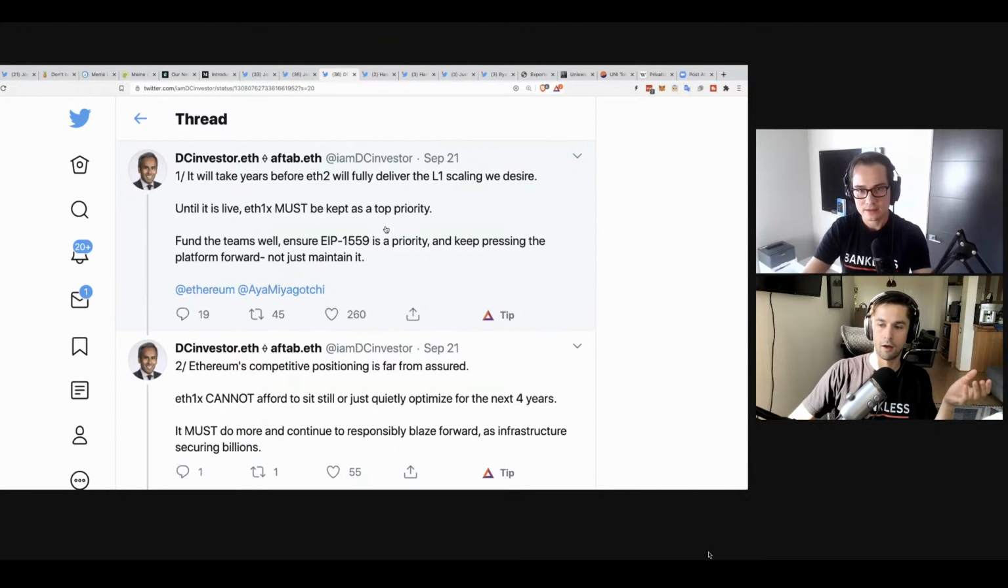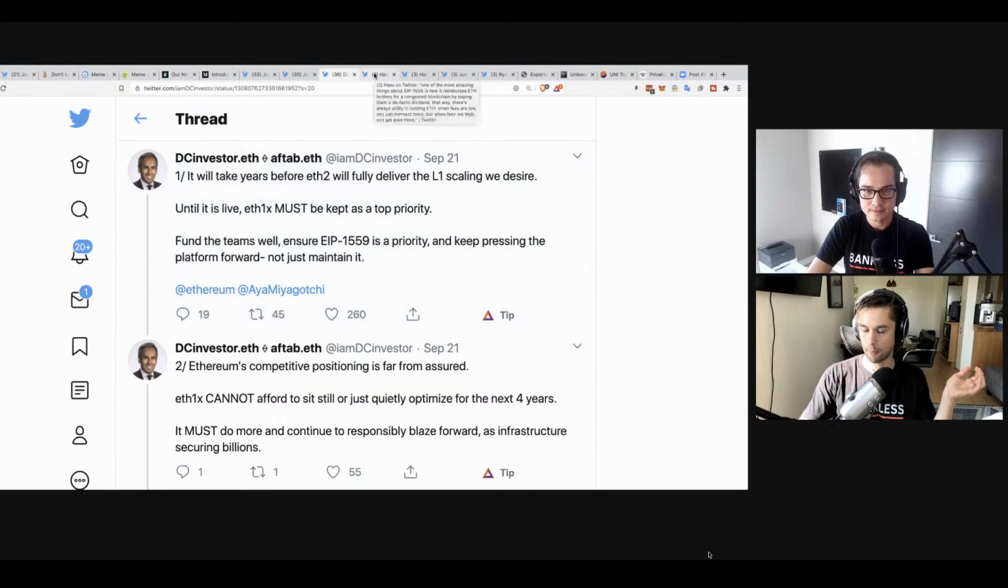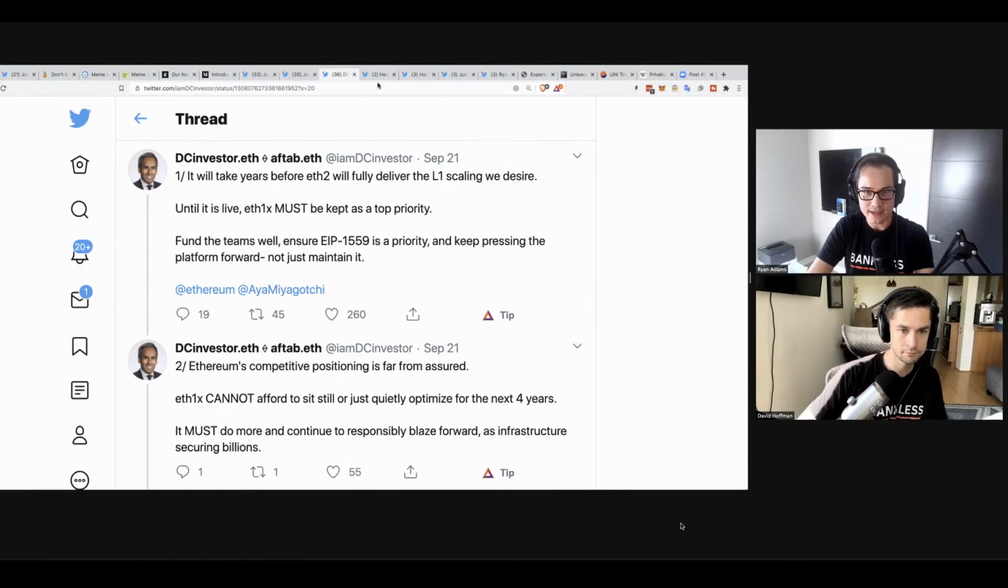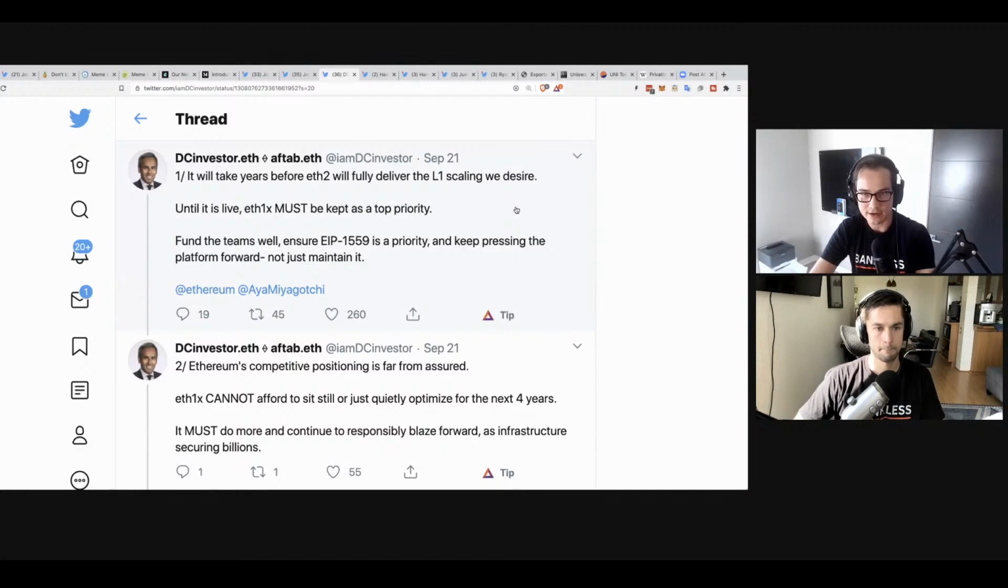And so when the community gets frustrated, they start to speak up. Lately the community has been getting frustrated and they've been speaking up. This is DC investors speaking up: it will take years before ETH2 will fully deliver the scalability we desire, so we have to keep ETH1 a top priority. Top priority, according to DC, is EIP 1559. When's it coming?